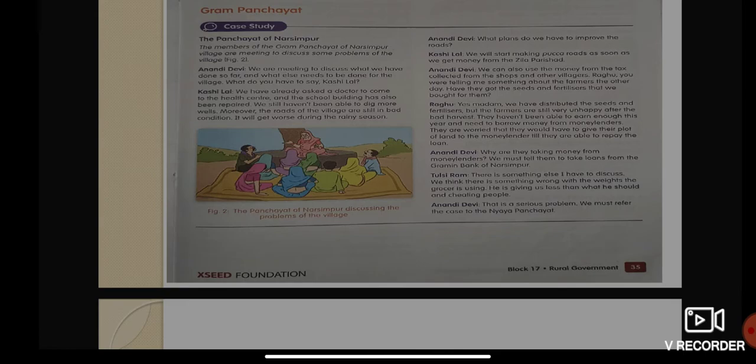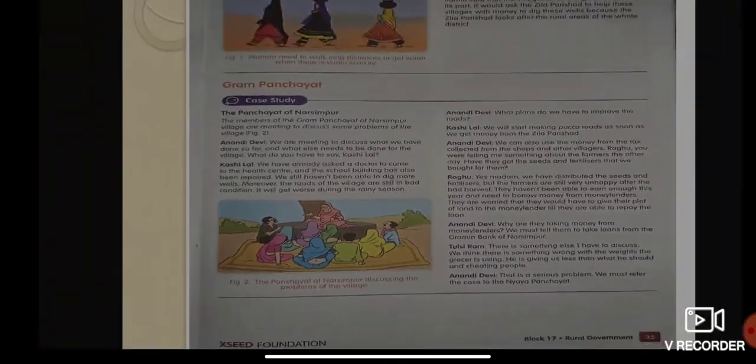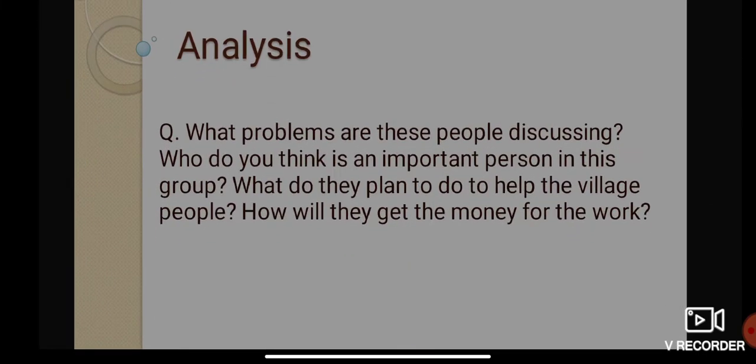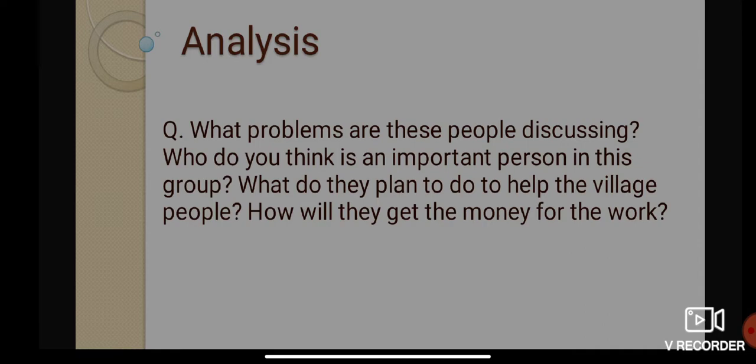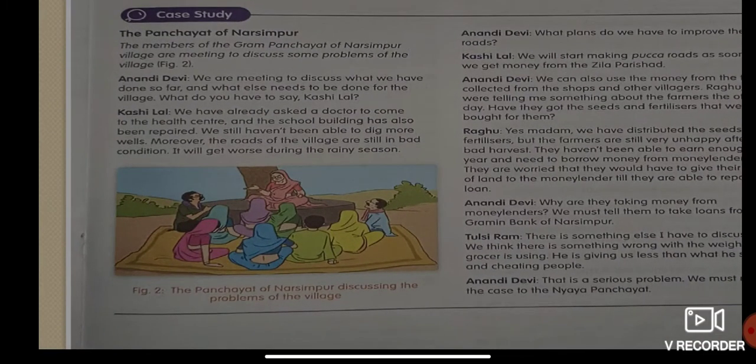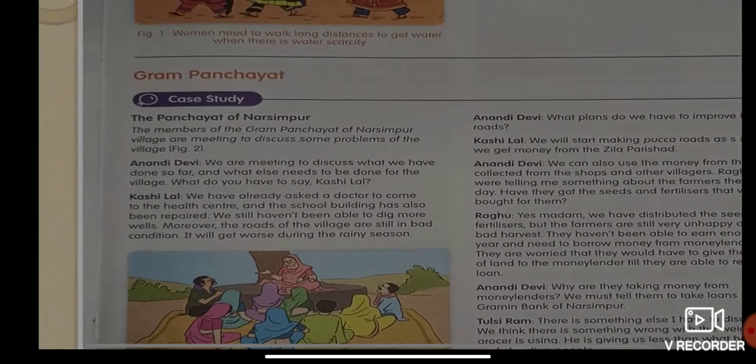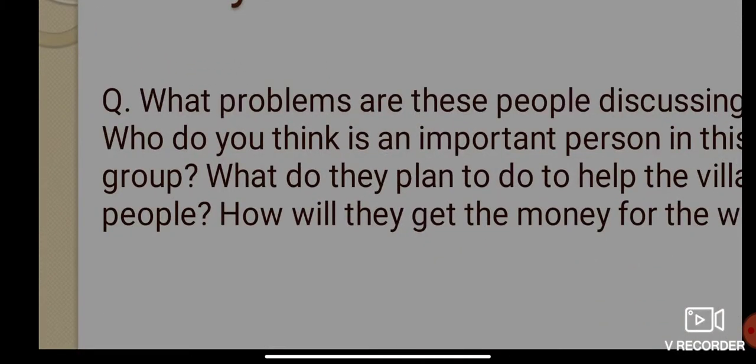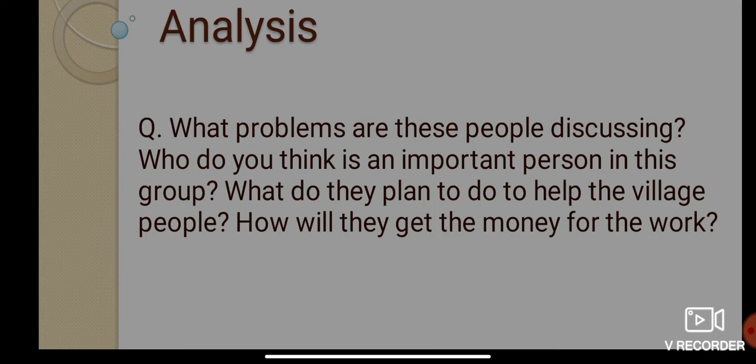After you are done reading this case study of the Panchayat of Narsimpur, here is a question for you. What problems are these people discussing, and who do you think is an important person in this group? What do they plan to do to help the village people, and how will they get the money for the work? As you can see from the given figures, also from the conversation.